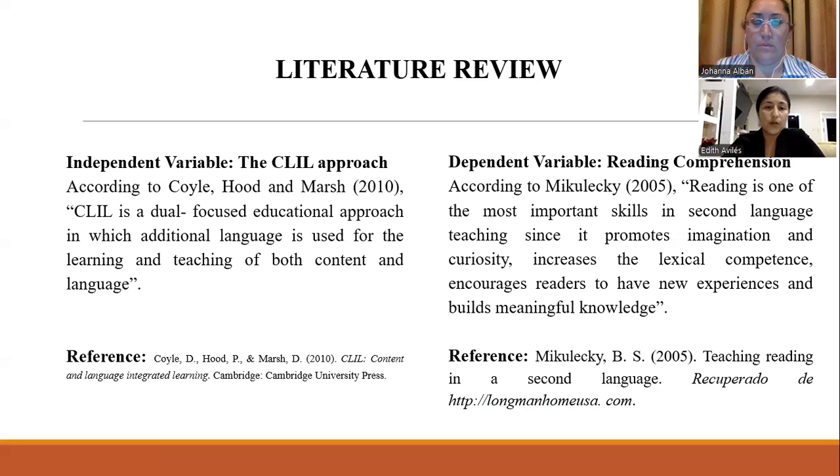As the fourth point, we have a brief description of chapter number 1, the literature review. Here we are going to present the independent variable and the dependent variable. In this chapter, we focus on the literature review of previous studies and research where the CLIL approach has already been applied in different contexts around the world. Also, different studies were analyzed to find the pedagogical implications of using the CLIL approach to improve the reading comprehension of the student.